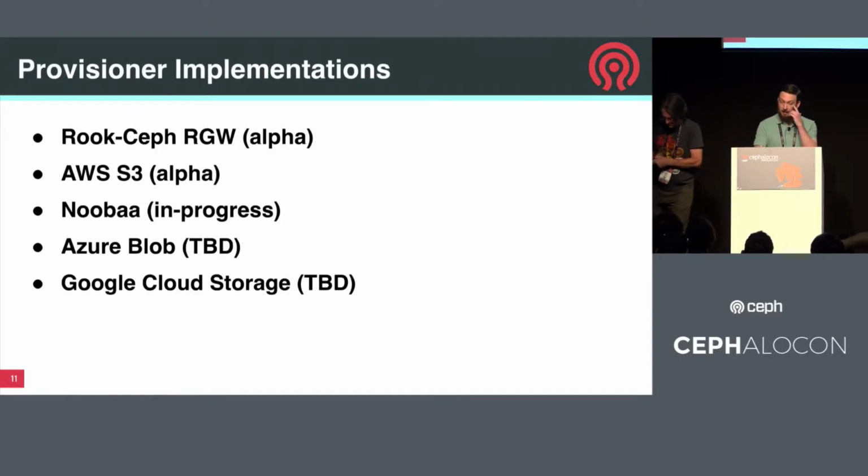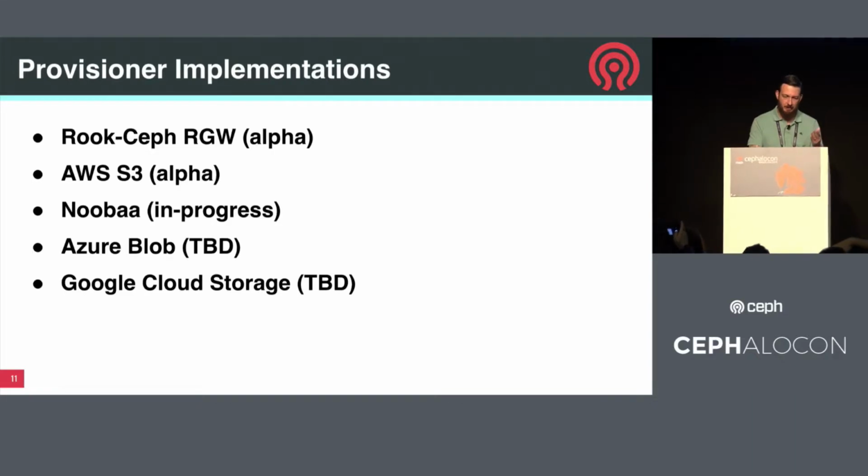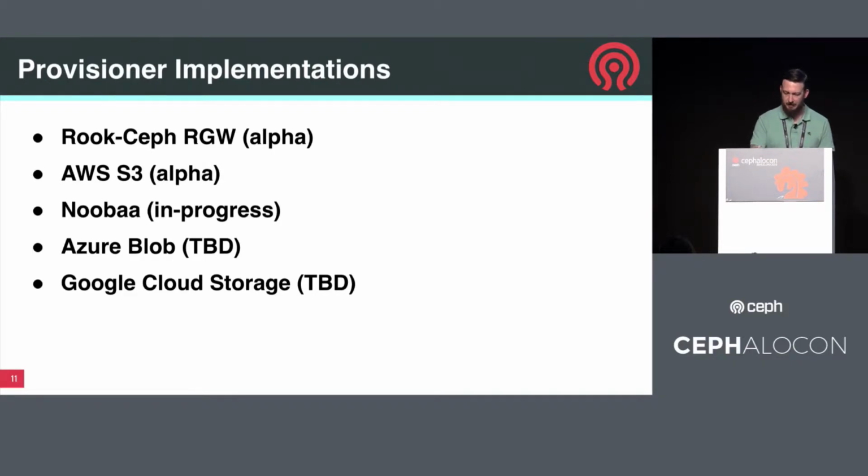So current implementations of provisioners using this bucket library that Jeff was describing: we of course have Rook-Ceph RGW, which we'll be demoing at the end of this talk. We have an AWS S3 iteration, which is also a proof of concept to test and show that the library works just as well for that. NooBaa has one in progress. They're developing it themselves. And then in the future, we'd like to also develop one for Azure and for Google Cloud Storage to hit all the major cloud providers.